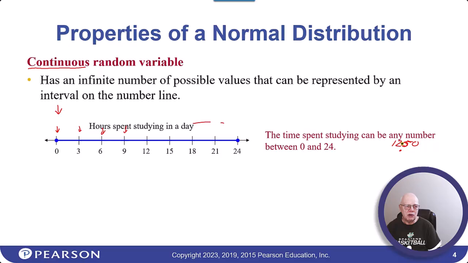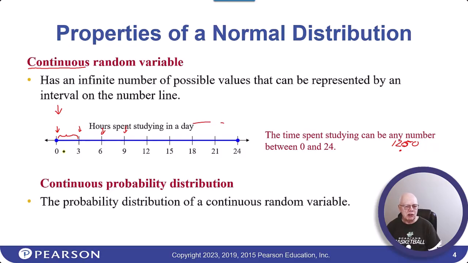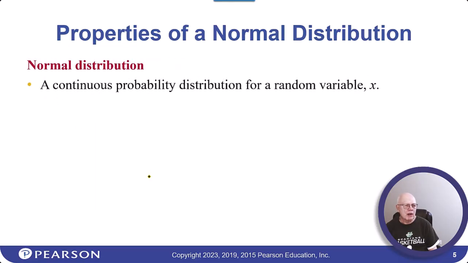However, with continuous ones, there's an infinite number of values, even between 0 and 1 or 0 and 3. Those are continuous. Remember now? And we're going to talk about a probability distribution of a continuous random variable. So, continuous probability distribution. We're talking about a random variable x, so we're talking about some kind of characteristic.